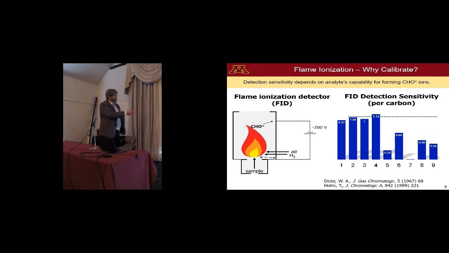So some compounds give a very nice number of CHO plus ions, and some give very little. And then those are the ones we really have to calibrate very carefully for. The problem really, when you think about it, is that we're putting too much information into the detector. All we want to know once we've identified the molecules is how much carbon is in it, because from stoichiometry I can back out how many moles of the molecule. So what I really want to do is eliminate some of the information that's going into my flame.